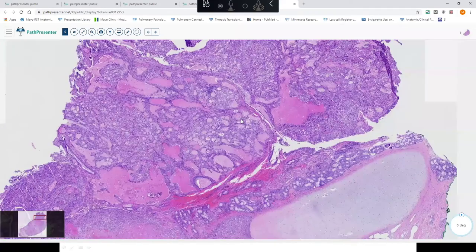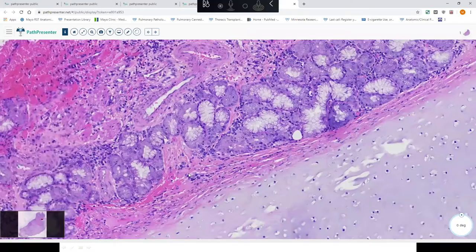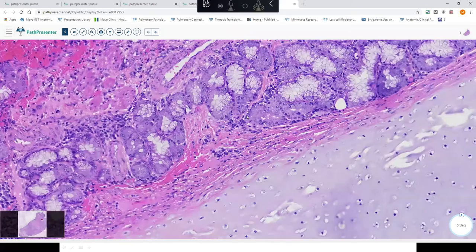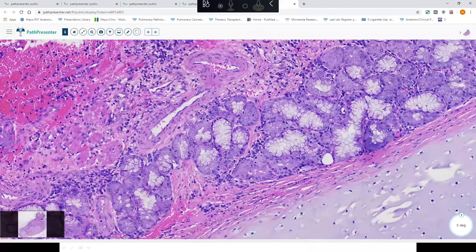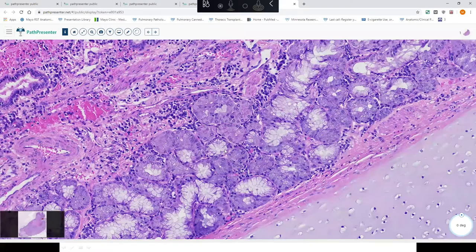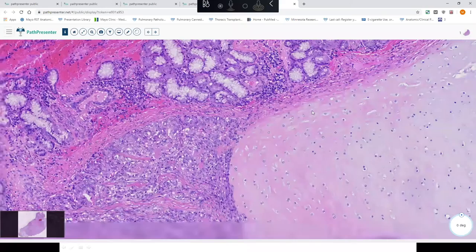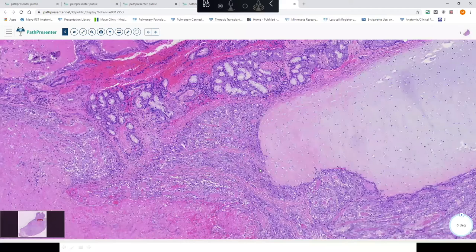Just as comparison, there are some normal structures here as well. Here's our normal minor salivary glands that you can see throughout the aerodigestive tract. So it's not just in your head and neck. You actually have salivary gland tissue in your lung as well.